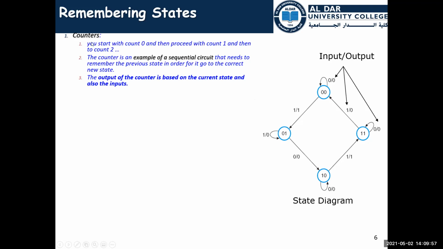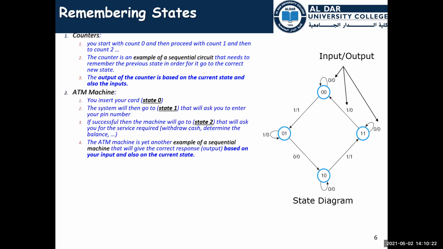So the counter is an example of the sequential circuits. You start to count at 0 and then proceed to count with 1 and so on. The counter is an example of a sequential circuit that needs to remember the previous state in order to go to the correct new state. The output of the counter is based on the current state and also the inputs. It depends on the previous state and the input.